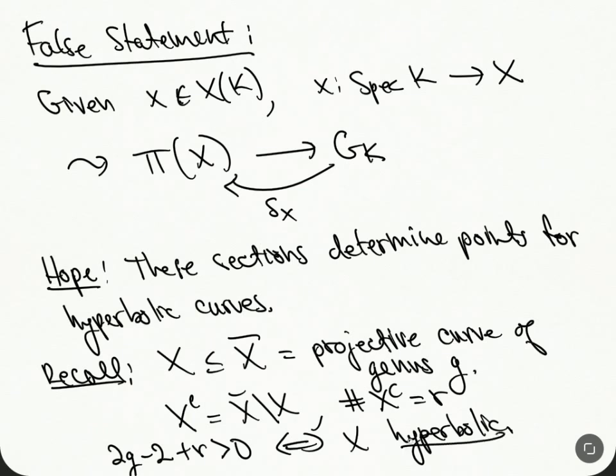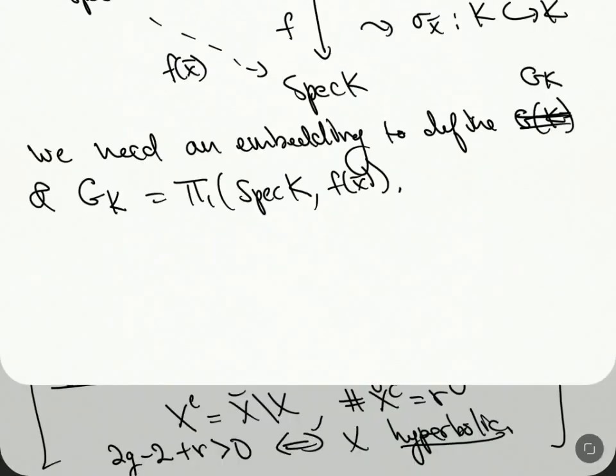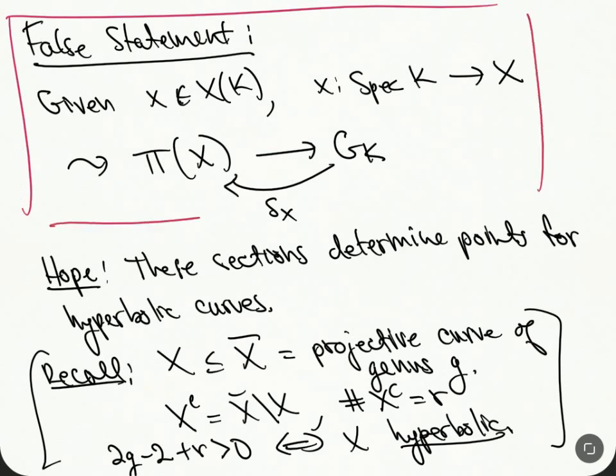Another way to say this is that if you make the complement a divisor D, you can take omega of X bar, twist it by D, and ask that the degree be positive. So this is what a hyperbolic curve is. And the section conjecture says that these sections will determine algebraic points for hyperbolic curves. The first thing I want to say, and why I was talking about this, is because this statement doesn't parse. This actually doesn't parse.